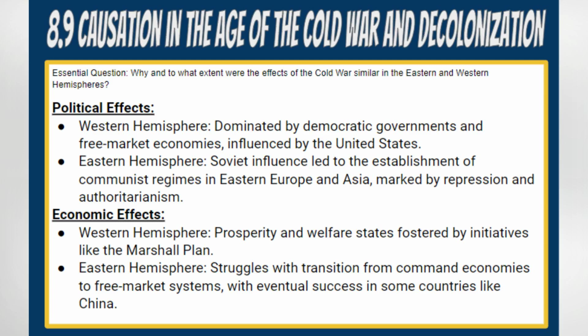However, even in this hemisphere, there were instances of political turmoil and intervention, such as the Cuban and Nicaraguan revolutions, where communist ideologies took root, challenging established power structures.